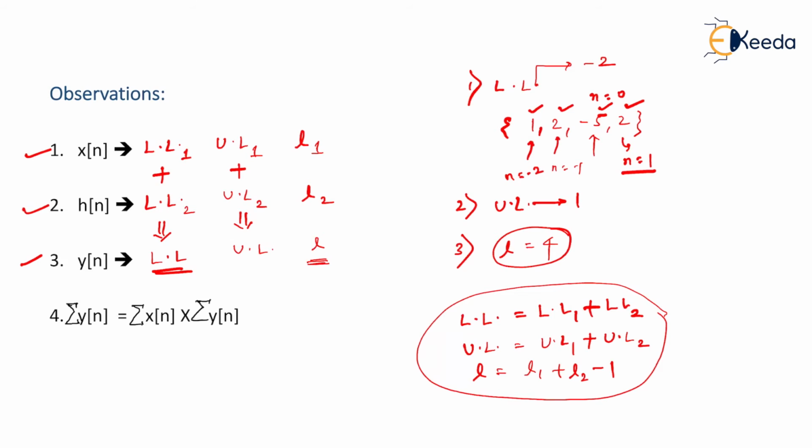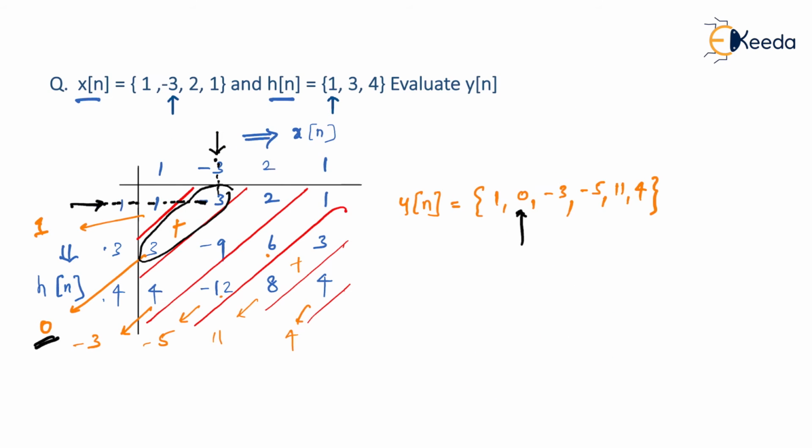With respect to x of n, h of n, and y of n, we have seen this. Now we will verify it in the sums that we have done earlier. We have done 2 sums on discrete time convolution. So we'll confirm these properties and then we'll get back to these observations. So let us see.